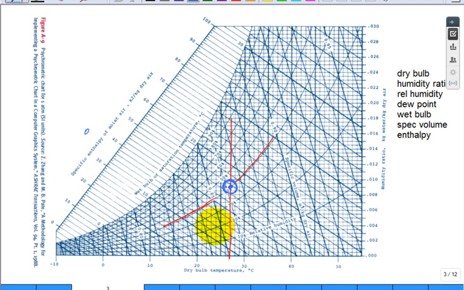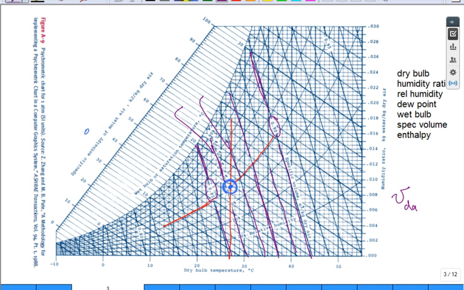Now, I want to get off of the chart the specific volume. Isn't this a line of constant specific volume? Yeah. And isn't this another line of constant? And down here, isn't this a line of constant? So if the value of that line was 0.85, and this one's 0.90, and we have this one, this one, this one, this one. Which one? It's between this line right here. What value is that line? 0.86. And this line, 0.87. The specific volume of the dry air.